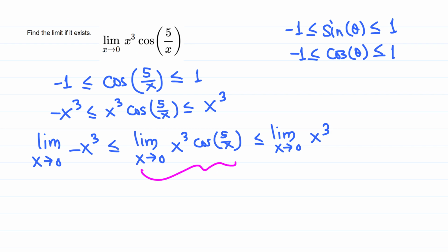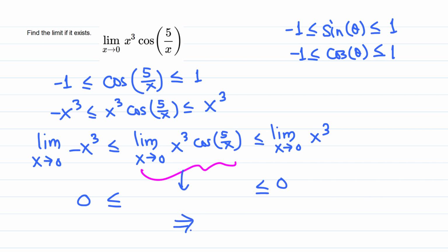That's the question here. But what we know is that the negative sign can be pulled outside, and when x is 0, this is 0 cubed, so this one is 0. And this one is also 0 cubed. So this limit is in fact squeezed between 0 and 0. This limit will be at most 0 and at least 0. That means this limit is exactly 0.